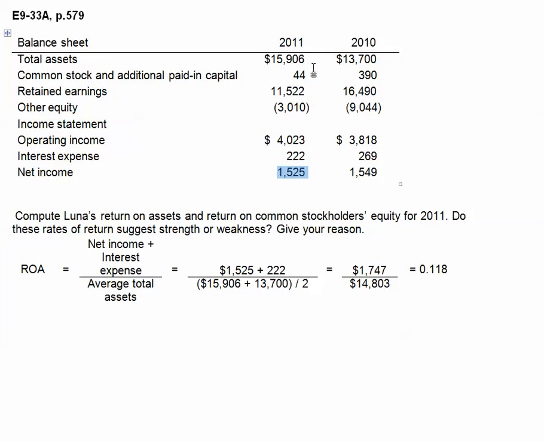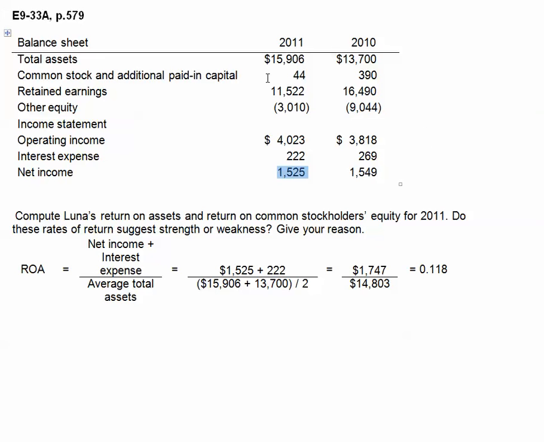So my calculation is going to be, let's see, are these in millions? I forget if it said, probably in thousands or millions. But in any event, the 1,525, I'm going to divide by the average common stockholders' equity.